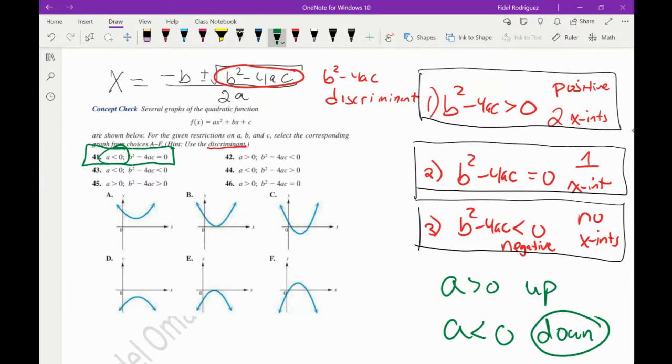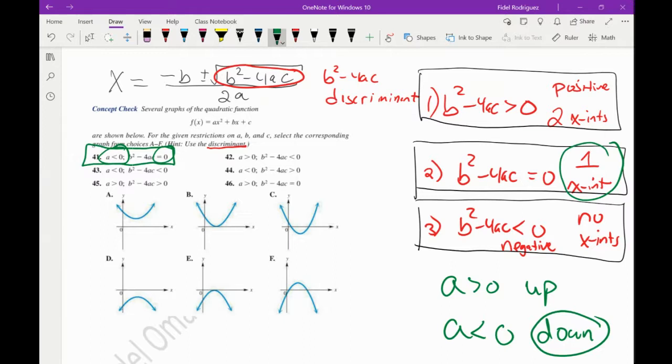The second thing I notice is look at the discriminant. It's equal to 0. The discriminant is equal to 0. That tells me that there's going to be one x-intercept. That means that it's going to hit the x-axis. Remember, the x-axis is the one that goes left and right. It's going to hit the x-axis one time.